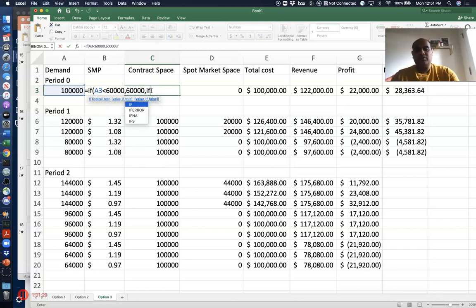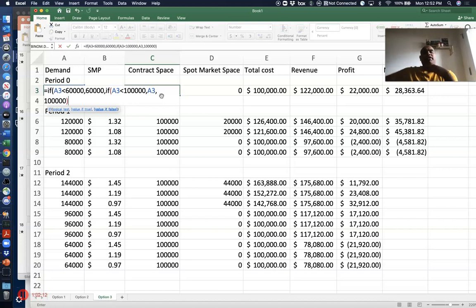So if the same demand is less than 100,000. So don't worry about the equal to. The equal to will balance out. So if demand is less than 60,000, we keep it 60,000. If not, so this is a scenario where demand is not less than 60,000. If demand is less than 100,000, then we want it to be the same number. So we want it to be A3. If not, we want it to be 100,000.